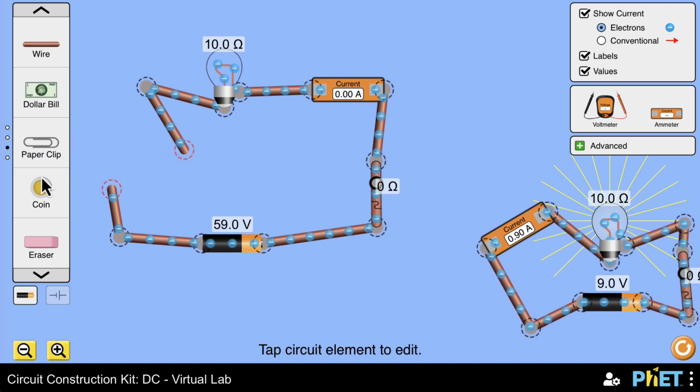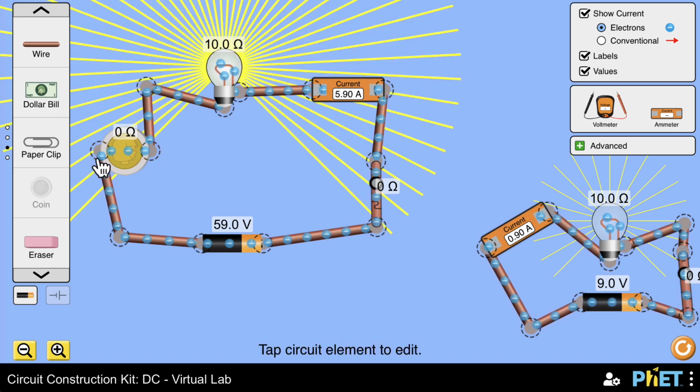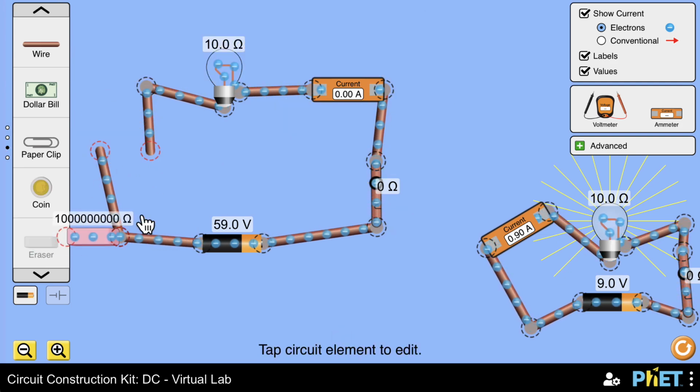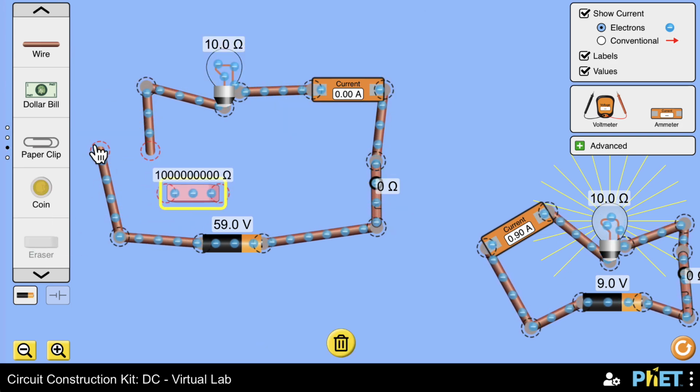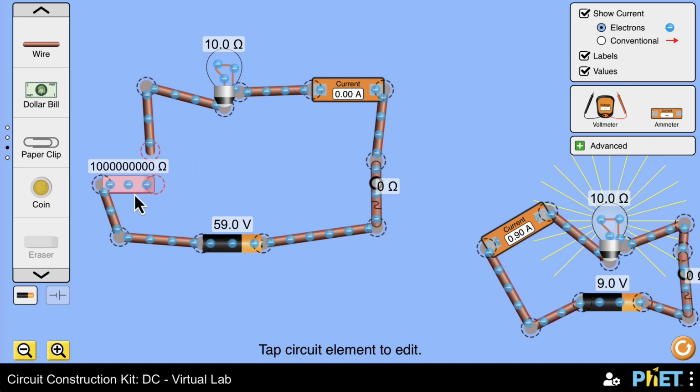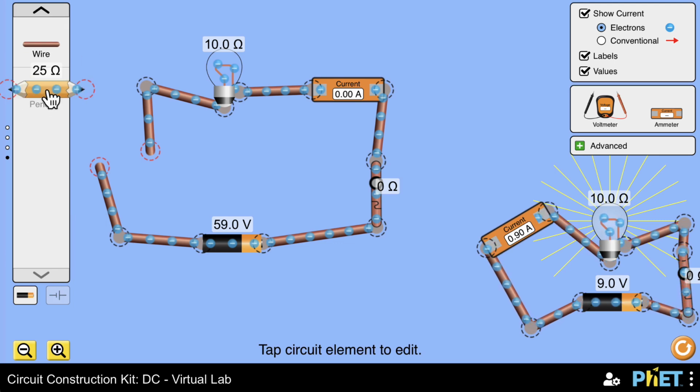What about the coin? As you can see, it's 0 ohm, so it doesn't have any resistance. So what do you think? It will be conducting electricity, so it's a conductor. What about the eraser? You saw the numbers, so it's going to be an insulator. Rubbers are insulators. And what about the pencil?